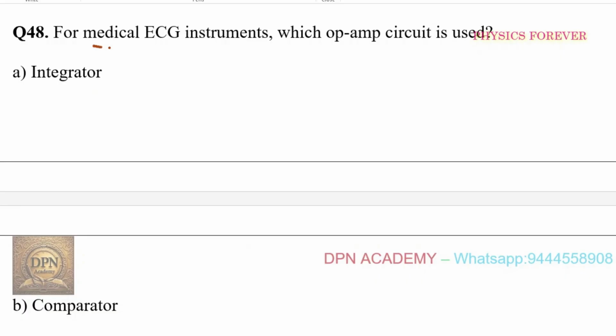For a medical ECG instrument, which op-amp circuit is used? Sometimes the question may be like this. So in a medical ECG instrument, which op-amp circuit is used? The correct option will be differential amplifier.